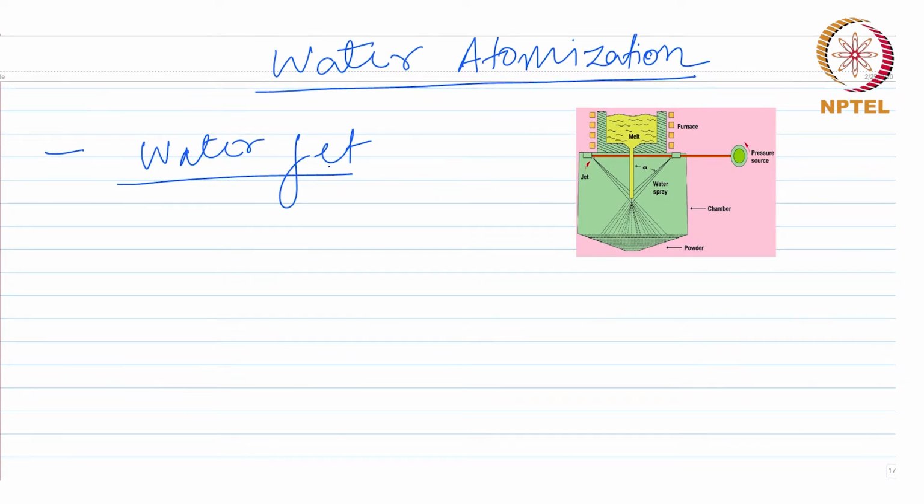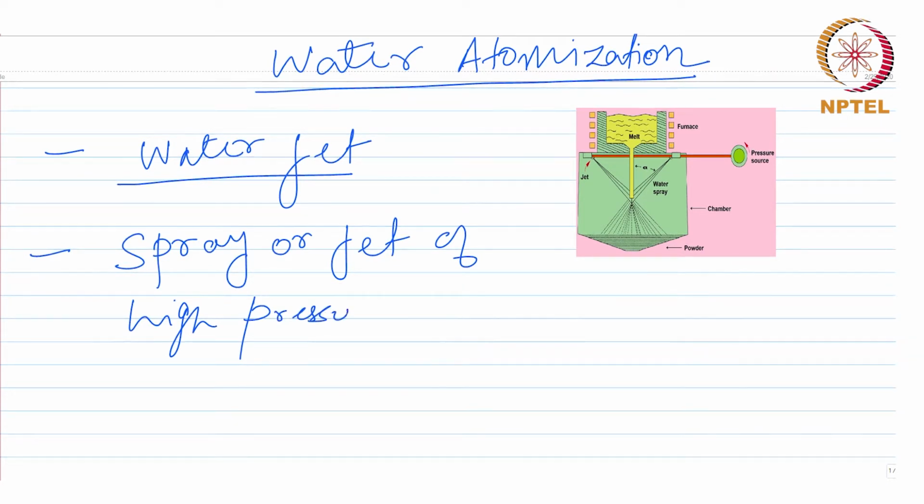Okay. So, like in the gas atomization process, here you have a spray or a jet of high pressure water, which comes through these nozzles, as you can see over here in this diagram. But these nozzles, unlike the gas atomization process, are kept away from the molten metal stream. This is because the cooling rate is much higher in this case, since we are using a water jet.